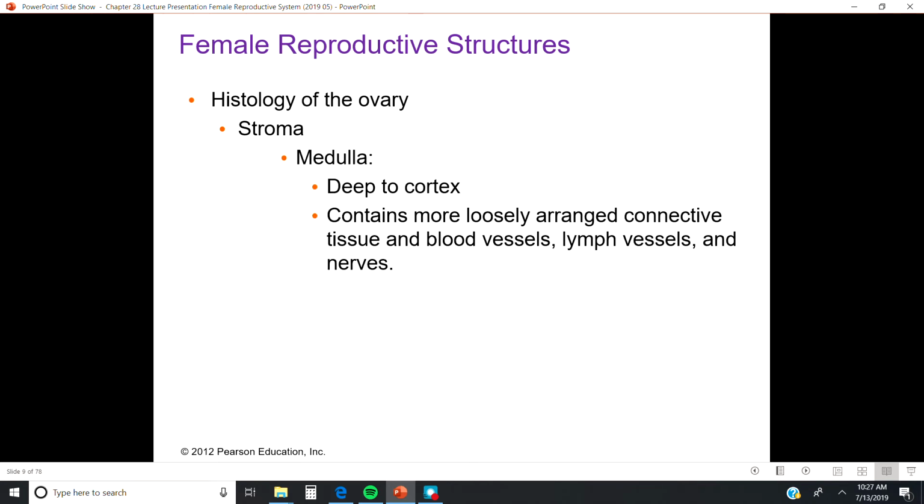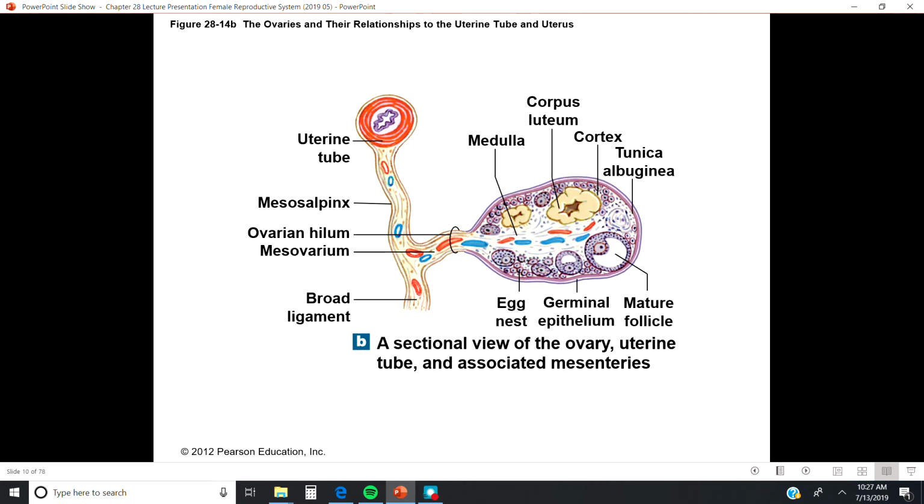Just deep to the cortex is the medulla, right? This doesn't contain any of the follicles. This has more of the things that keep the ovary alive, such as blood vessels, nerves, and lymph, that type of thing. So we'll look at this picture again.